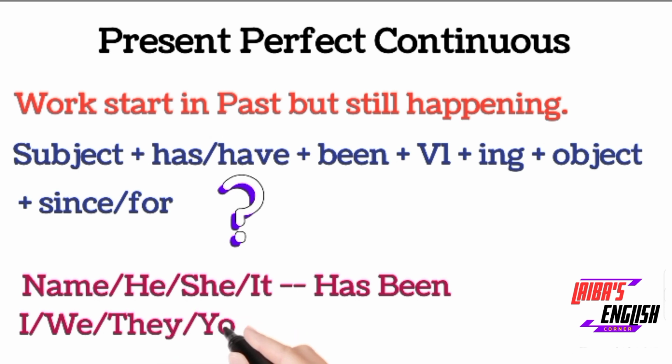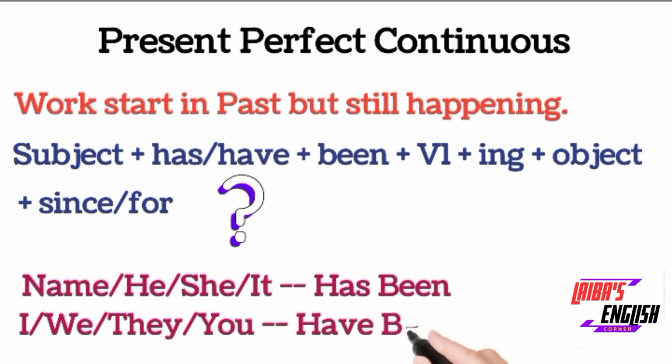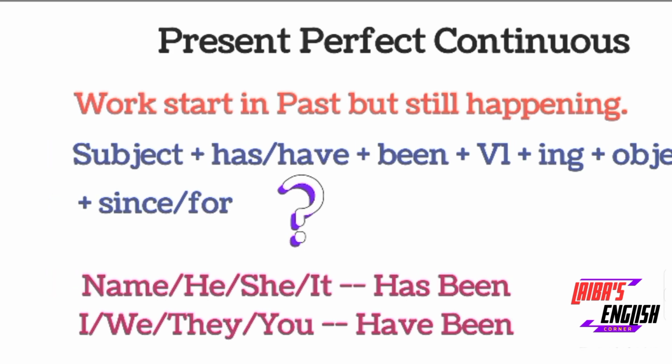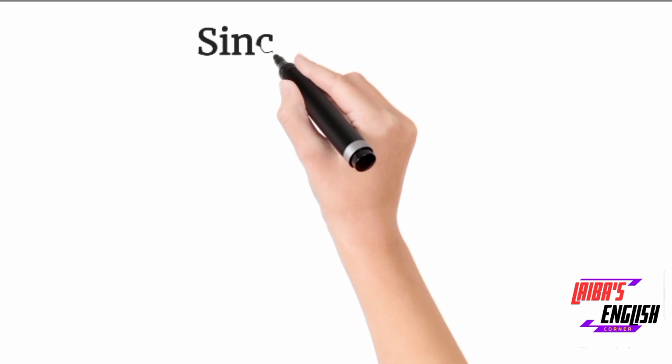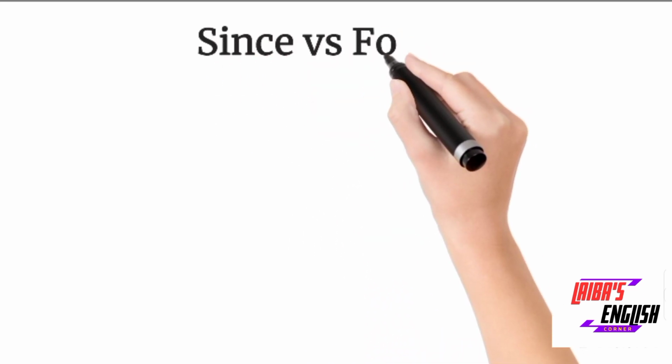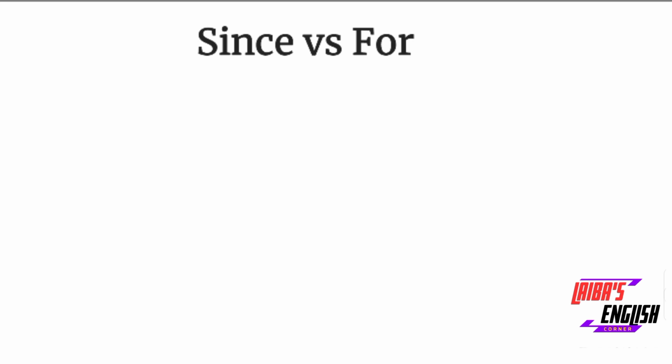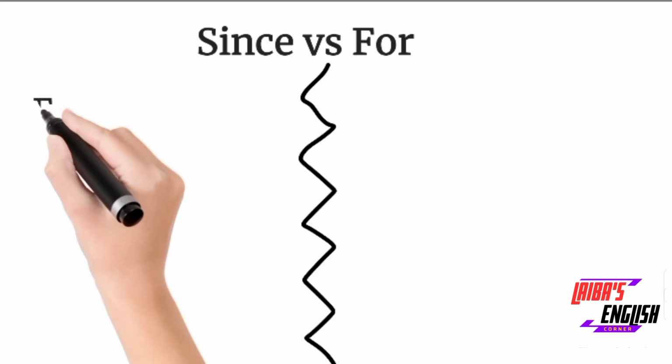And next is to whom we will put has and where we will put have. Whenever there will be a name, he, she, it, we will use has and with has we will use been. And whenever there will be I, we, they, you, we will use have and with have we are using been. Before moving forward to different examples, we will clear the concept of since and for. Where we will put since and where we will put for, let's differentiate between both of them.